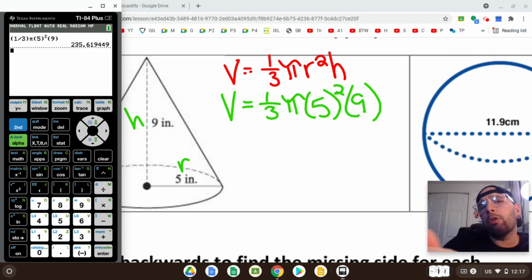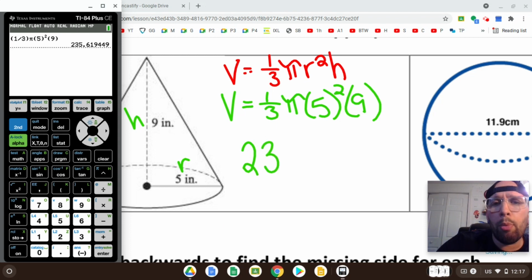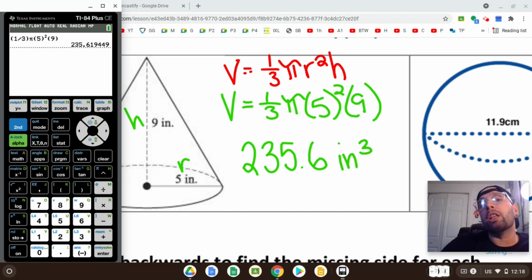I don't remember if I said round it, but this is 235.6. One of the things that I said is to use appropriate units. Volume is measured in cubic units, so this is going to say inches cubed, feet cubed, and the next one centimeters cubed. Area is square feet, square inches, square units.